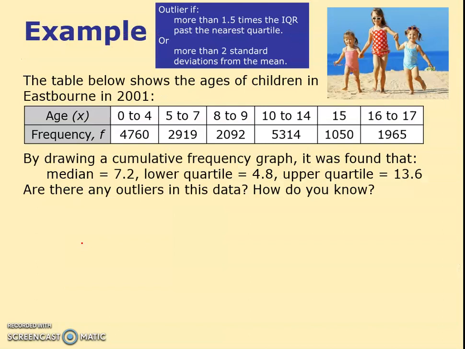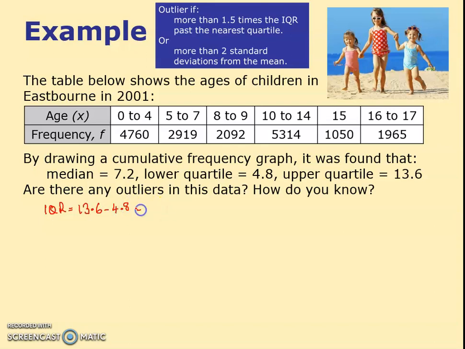So third example now. I'm not going to do this now because it involves me having to draw a graph. It says, by drawing a graph, it was found that these things were true. Are there any outliers? Well, that's lucky because I don't have to do much work here. So I can find the interquartile range. That's my first job. I was panicking for a bit. I was thinking I was going to have to draw a graph, which I wasn't keen on.